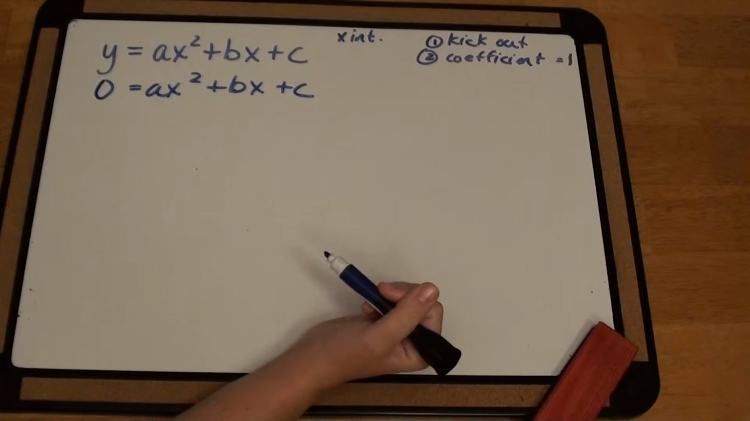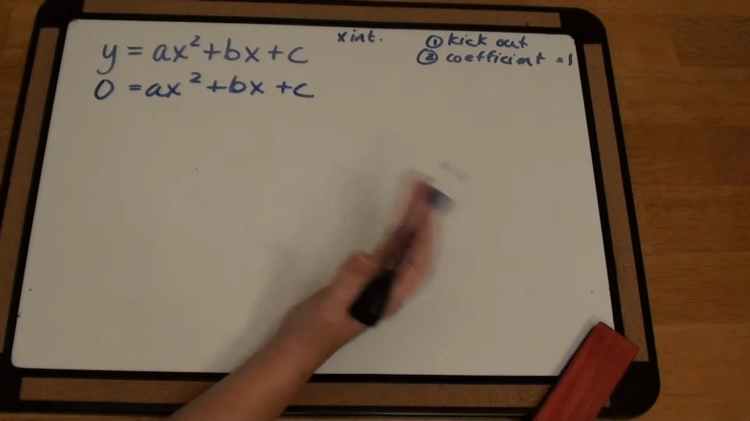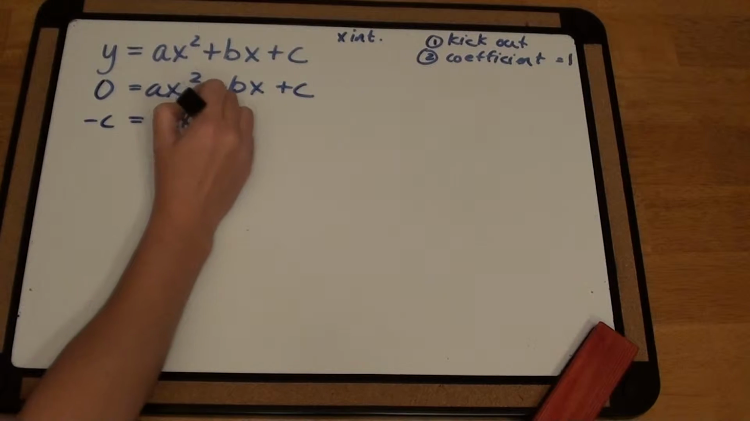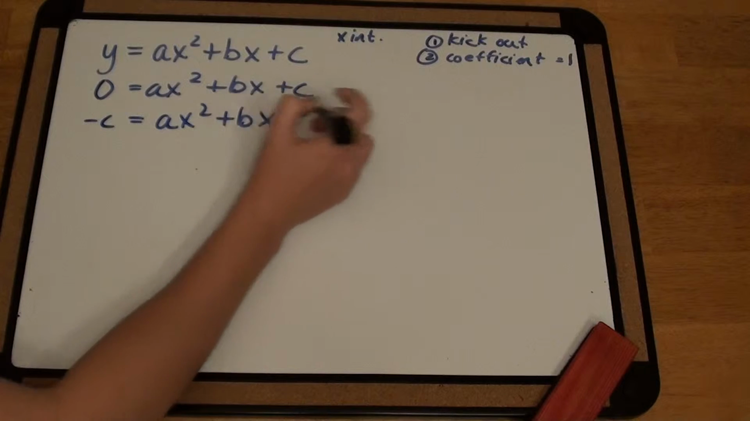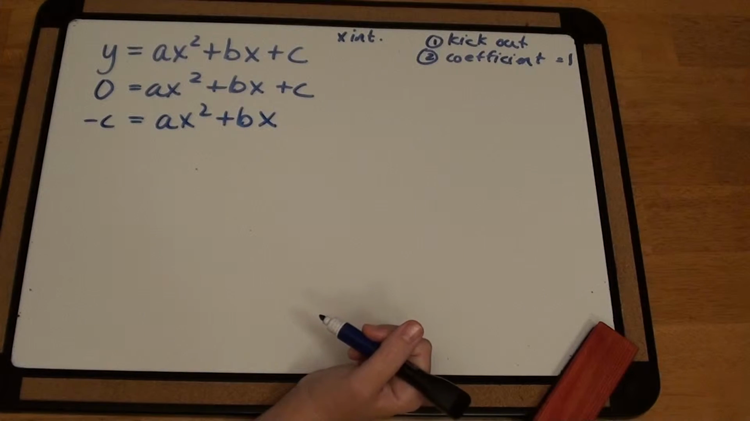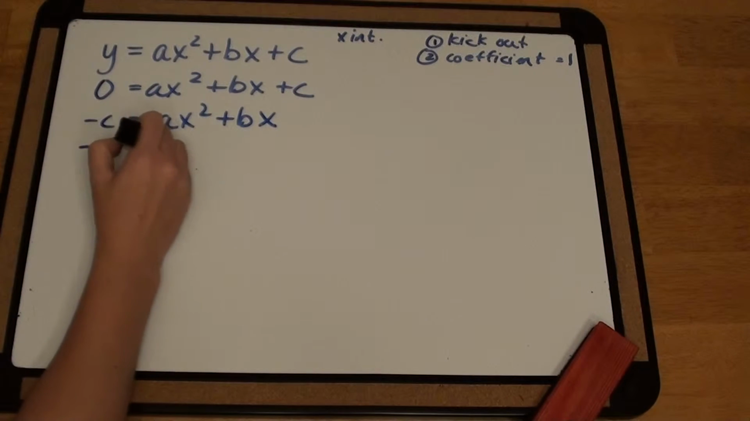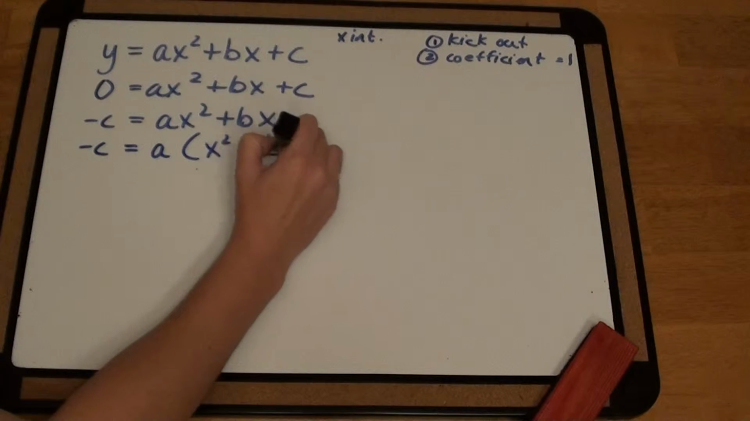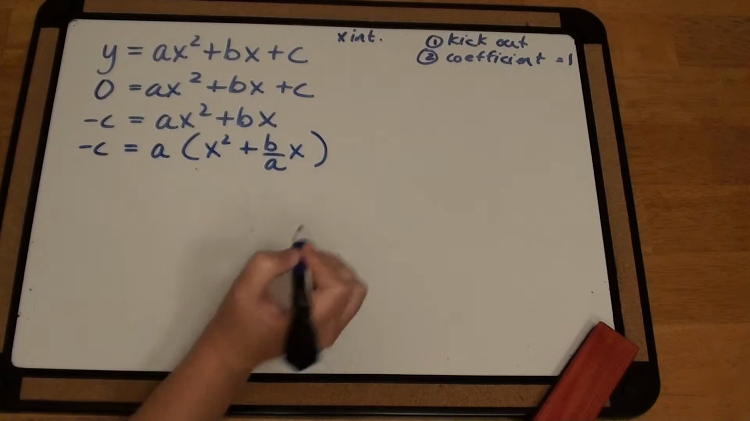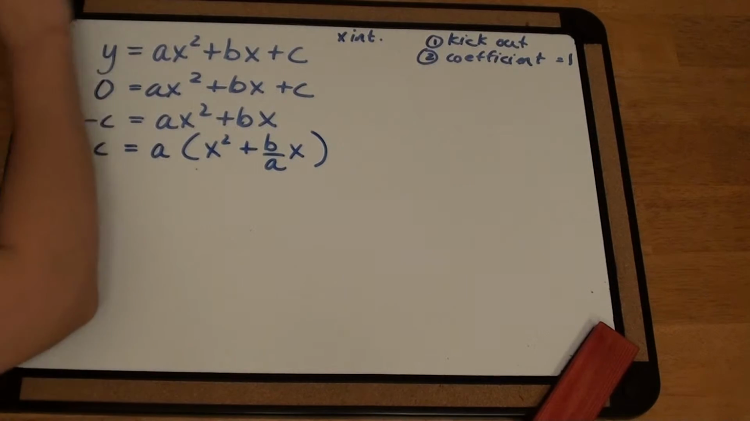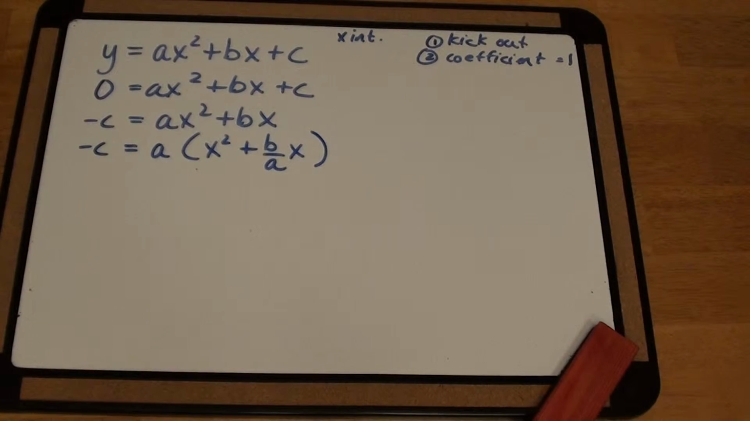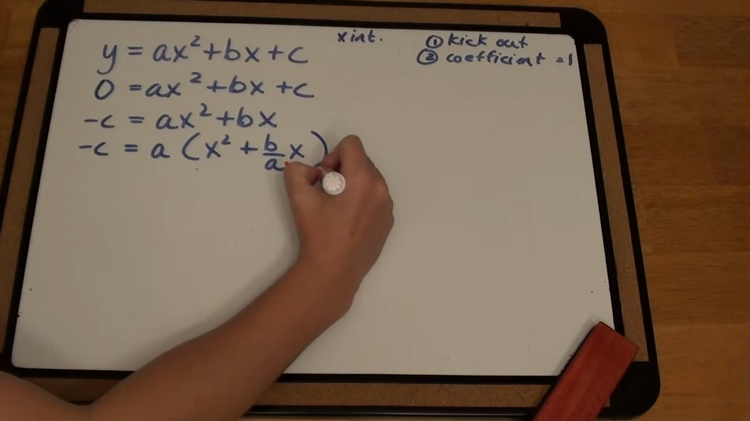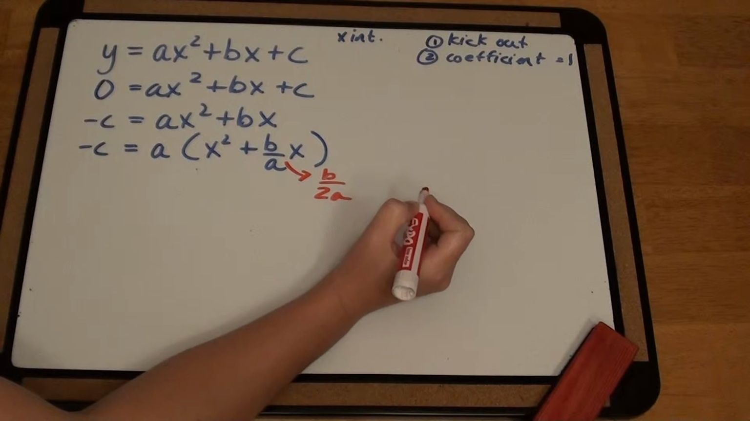Now we're going to kick out the constant, just like we did when we were completing the square in the last section. So we have the opposite of c equals ax squared plus bx. Now we have to make sure the coefficient of x is 1. So how we're going to do that is we're going to divide this a out. Now we're going to take half of this value here and we're going to square it. So half of this, b over a, is b over 2a, right?